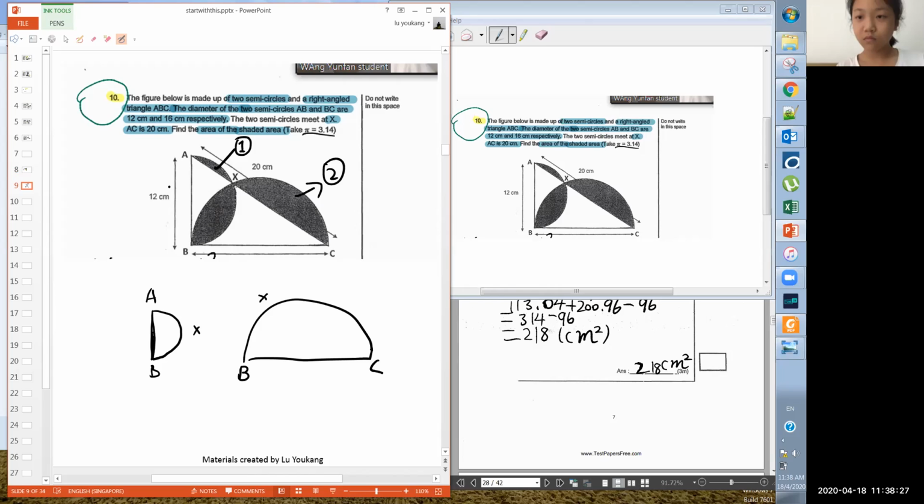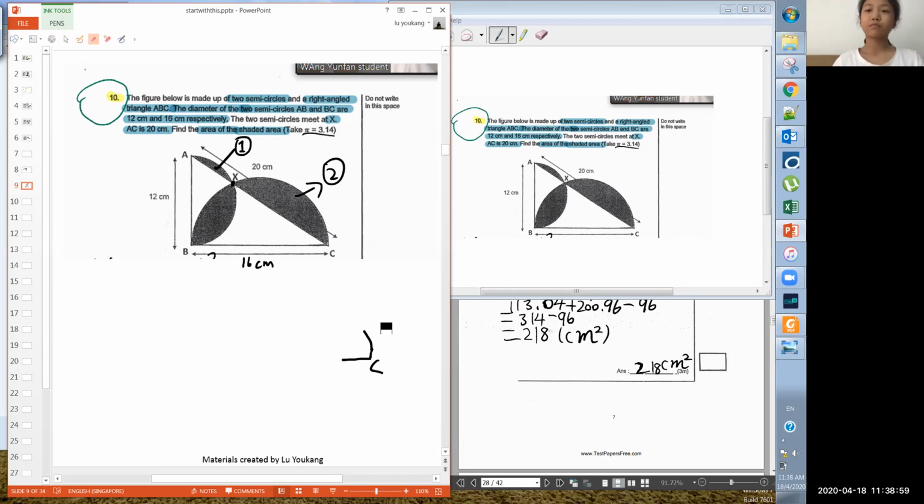Okay. So next, the diameter of the two semicircle AB and BC are 12 and 16. This is 16, right? Okay. Now, the two semicircles meet at X, which is here. And then AC is 20. Find the area of the shaded. Okay, so we need to break it down to region 1, 2, 3. So this is my region 3.